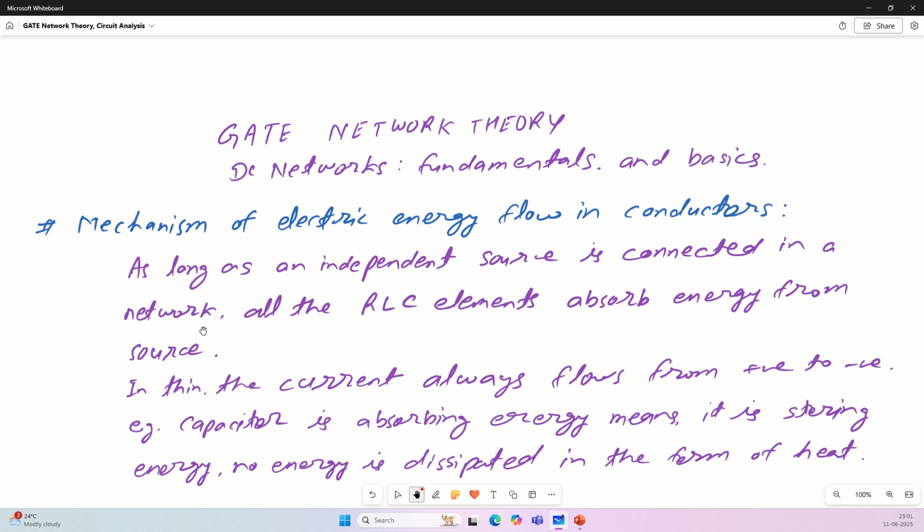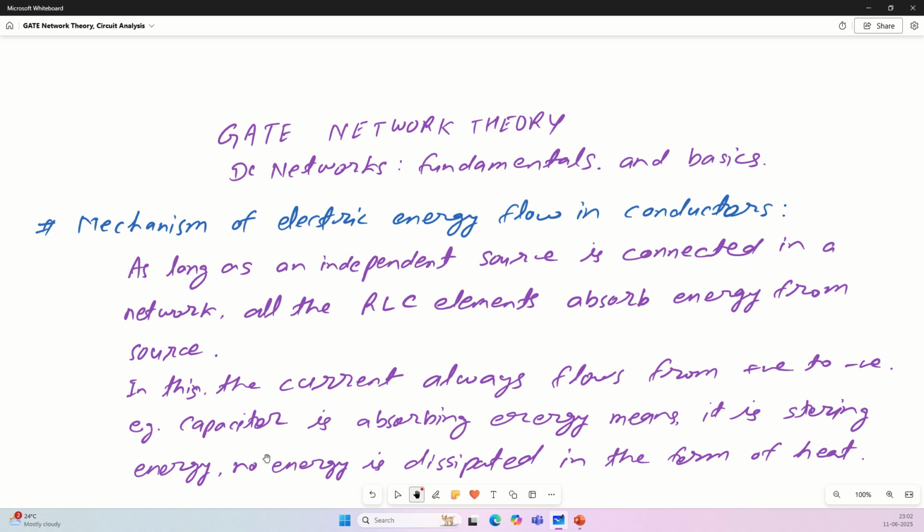Any circuit you take, if an independent source is connected, all the RLC elements like resistor, inductor, capacitors, they absorb energy from the source. The source which is connected, these RLC elements will be absorbing energy from the source. What happens basically is the current always flows from positive terminal to negative terminal. Because they are taking it from the source, you have to understand these RLC elements will be taking energy from positive terminal to negative terminal.